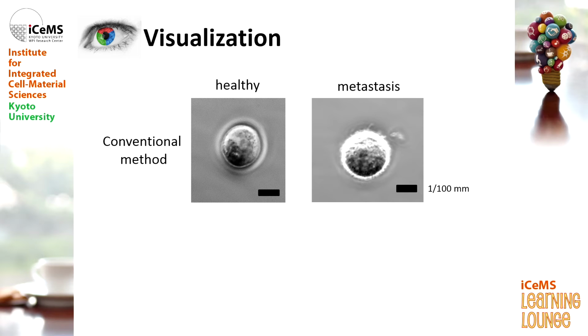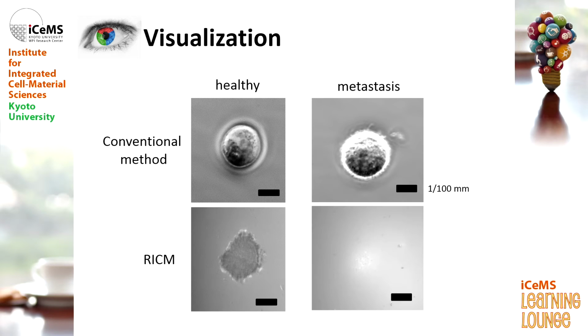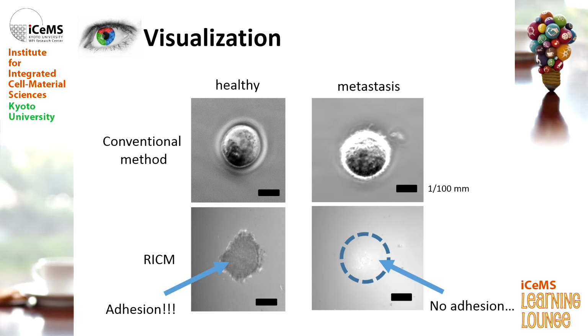They look quite similar. They are just both round. But by observing these with RICM, it's pretty much different. From the healthy cell, you get these kind of dark patches, while metastasis cells show almost no change in contrast, which means that the healthy cells are sticking strongly to the substrate, while the metastasis cells are not. It's almost floating from the substrate.